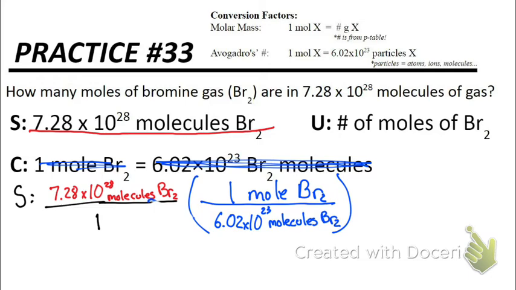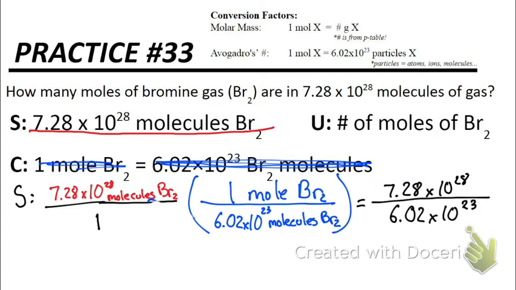Last but not least, we are going to go ahead and solve. Multiply your numerators together to get a new numerator, and your denominators together to get a new denominator. So that would be 7.28 times 10 to the 28th power times 1 is itself. So that's 7.28 times 10 to the 28th power. And then 1 times 6.02, that's going to be the same as well. So 6.02 times 10 to the 23rd power.